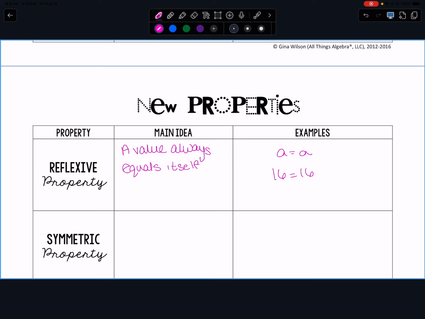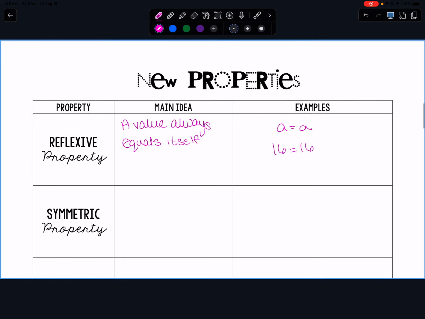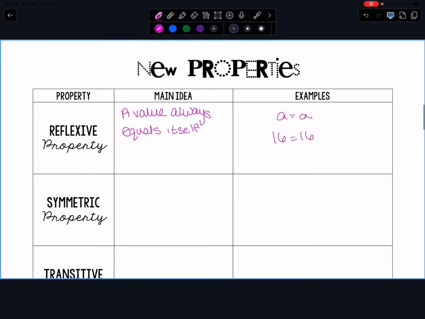We use it in geometry when we want to say that one side of a triangle is shared in another triangle, and so we use that side is equal to itself, so that we can prove triangles are equal to each other or congruent to each other. So that's where reflexive comes in. We use it a lot.